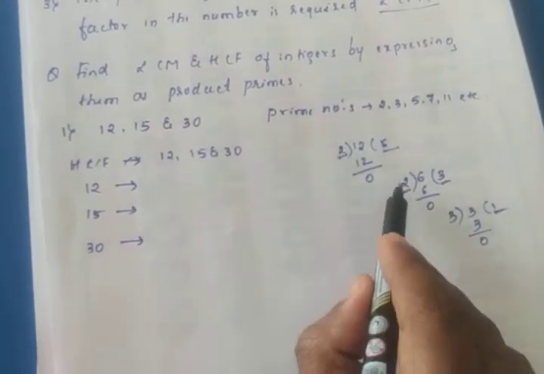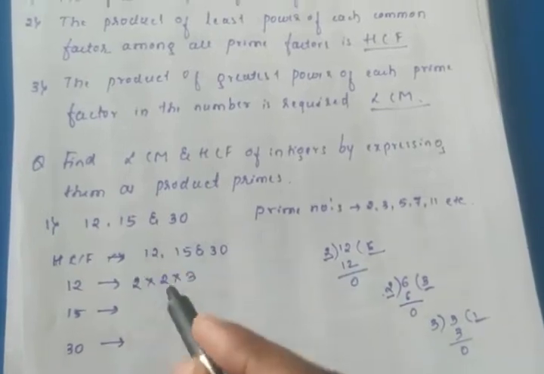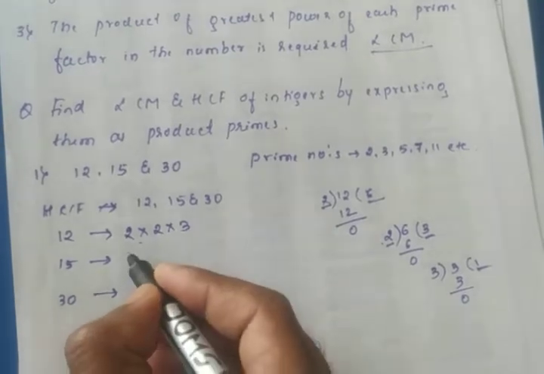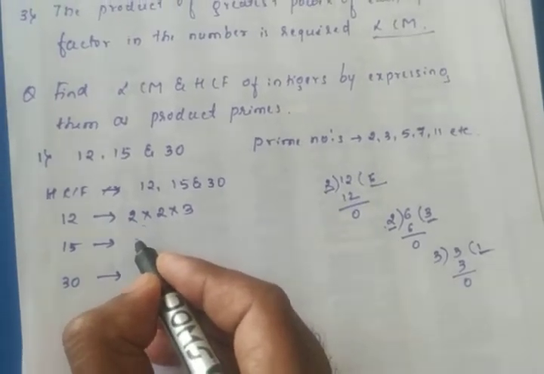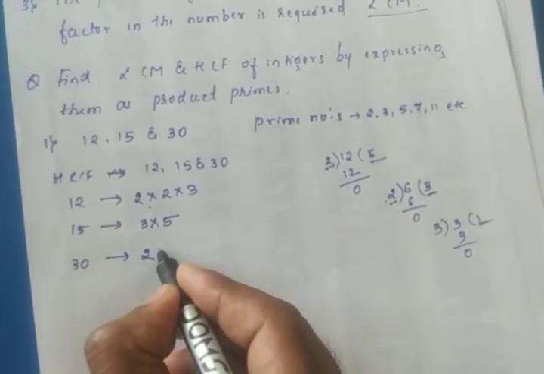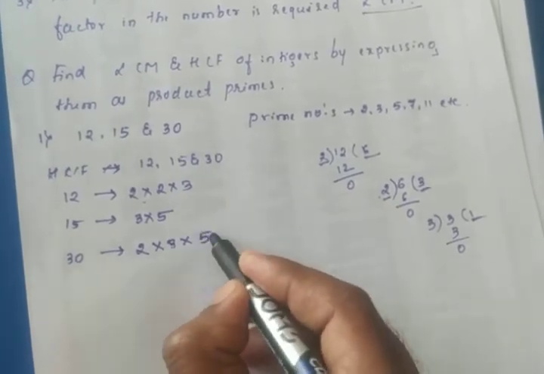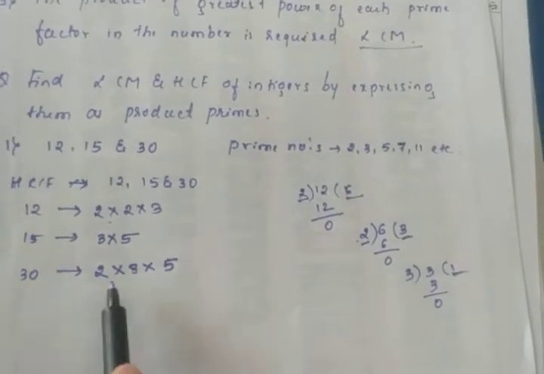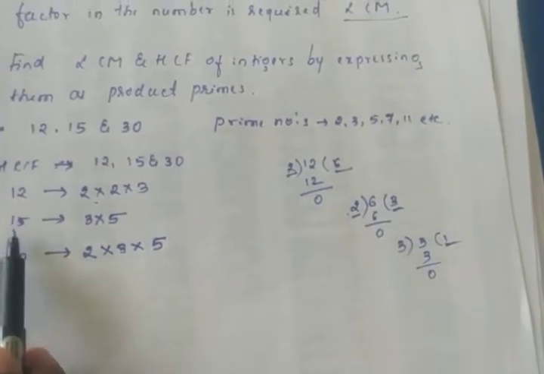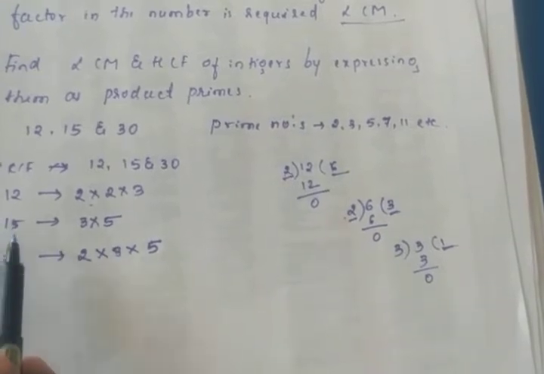So the prime multiples are 2 into 2 into 3. That is 2 into 2 into 3, 2 fours are 4, 4 threes are 12. Likewise we find for 15. 15 has the prime multiples 3 into 5. For 30, that is 2 into 3 into 5. Okay, 2 threes are 6, 6 fives are 30. Or else you can follow these steps to find the prime multiples of 15 and 30.